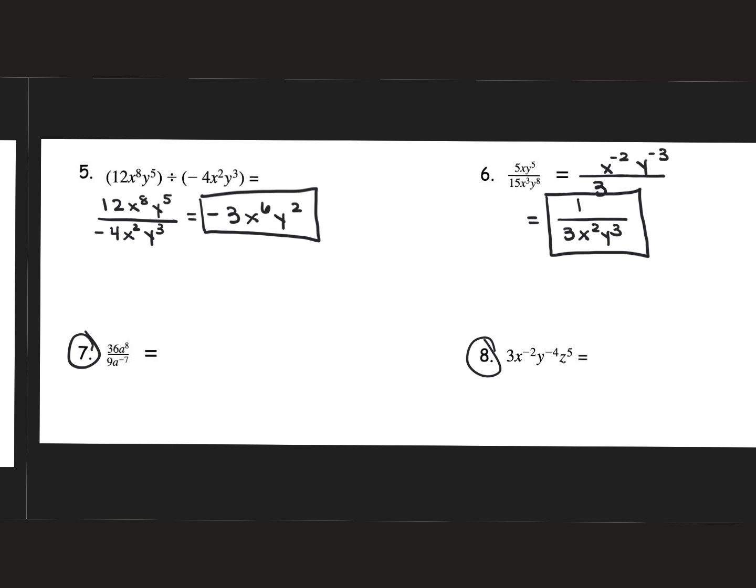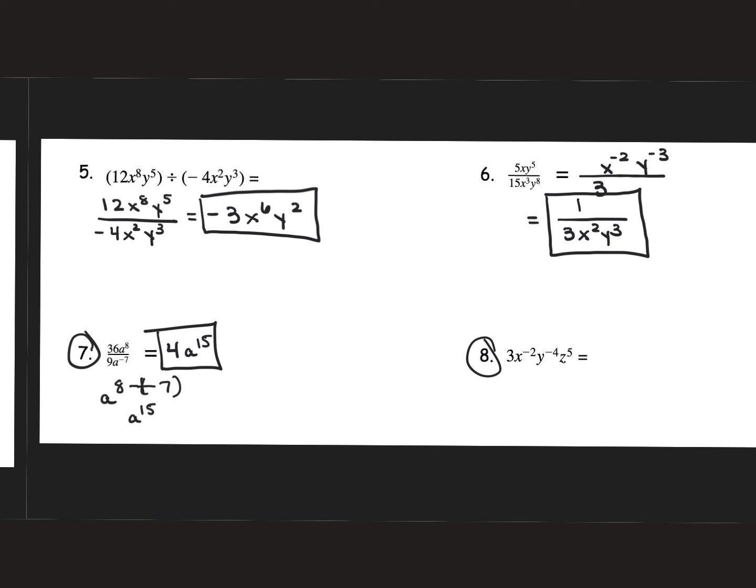All right, so let's look here. All right, starting with our coefficients, we have 36 divided by 9, which is 4. All right, we have a to the 8th and a to the negative 7. So we have to be careful here because we have 8 minus a negative 7. And what happens when we subtract a negative? That becomes plus. So we have a to the 15th. So we have 4a to the 15th. So we have to be very careful when we're working with those negative numbers.